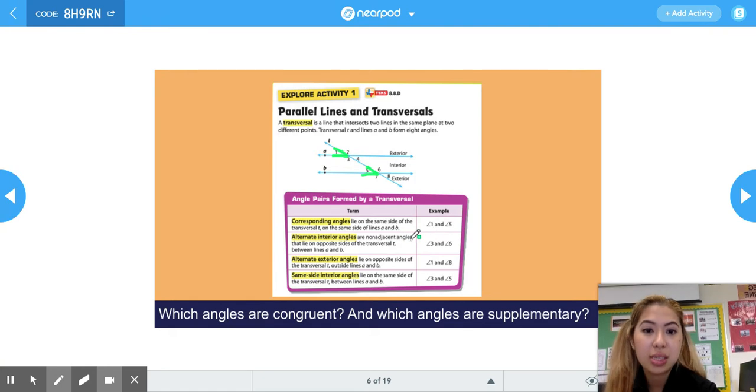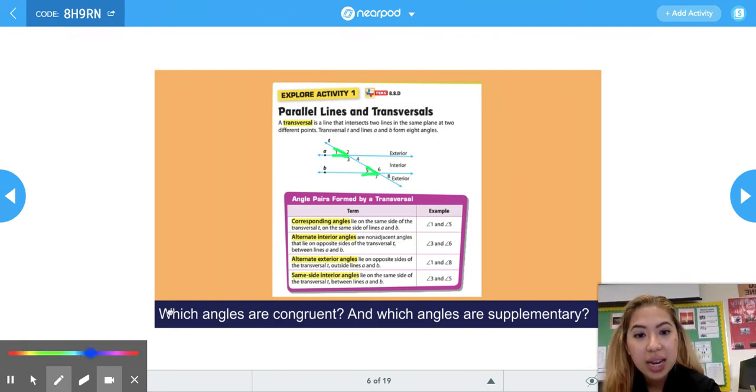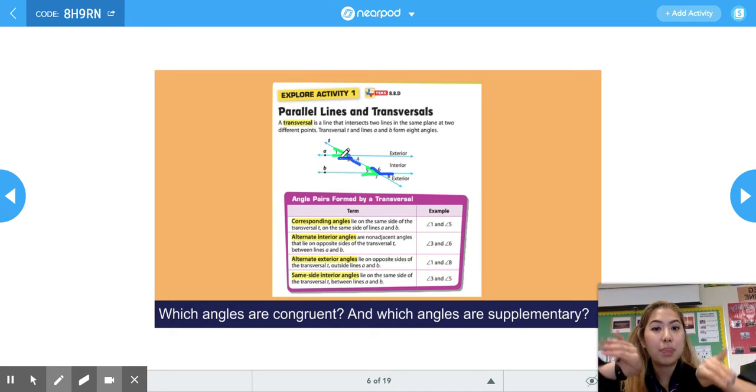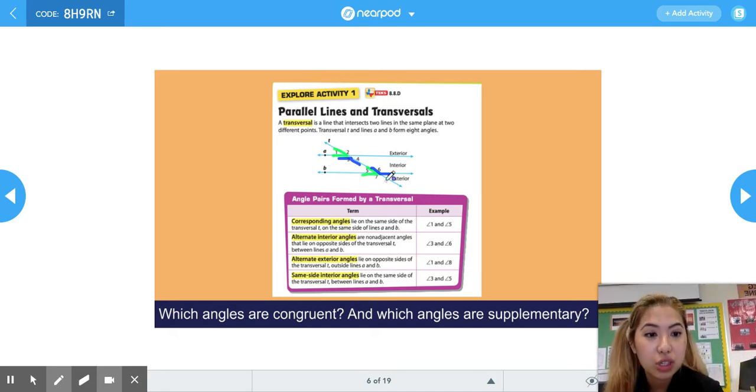So they don't share that common side or vertex that lie on opposite sides of the transversal. An example of that is angle 3 and angle 6. So angle 3 right here and angle 6 right here. They're interior because they're on the inside, and they're alternate because they're on opposite sides of this transversal intersecting line.